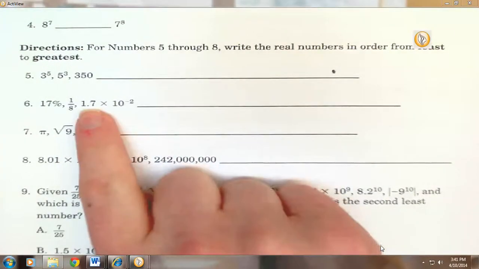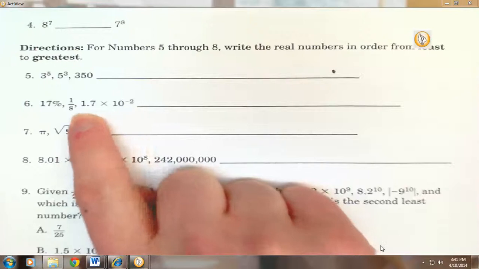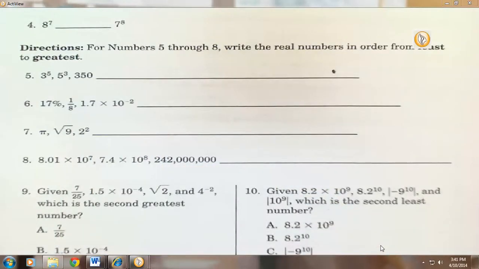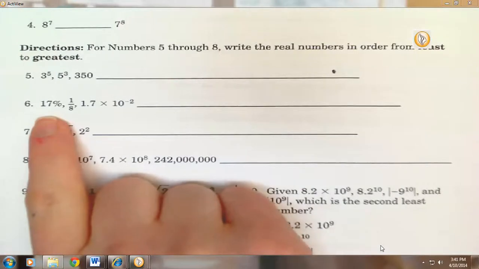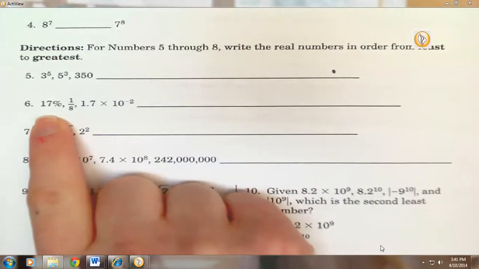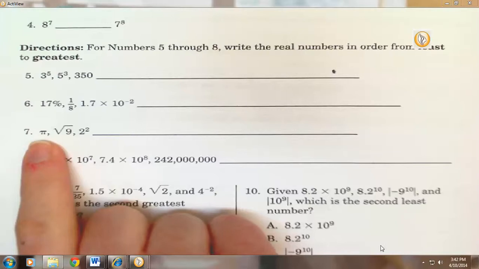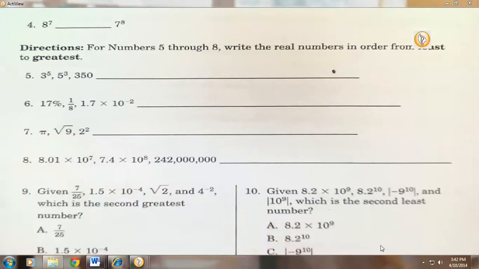Now, some of these, like on number 6, are written in scientific notation. We've done that. You could type that into your calculator to get the answer in standard form, or you can use what you know about changing from scientific to standard form to get that into a decimal answer that's going to be easier to calculate. Now remember, 17%, anytime we use a percentage, that needs to be converted to a decimal, so that would be 0.17. Pi on 7, pi is a number, if you don't know, 3.14. That is a number that we need to utilize.